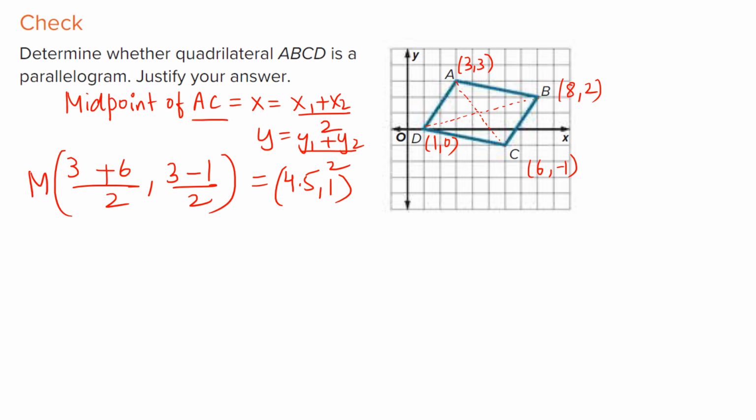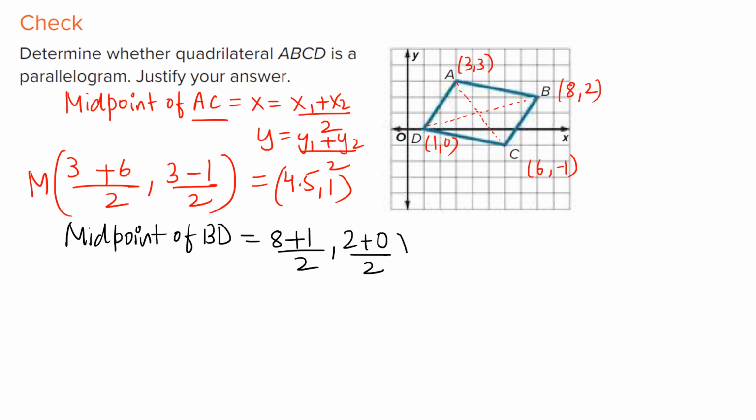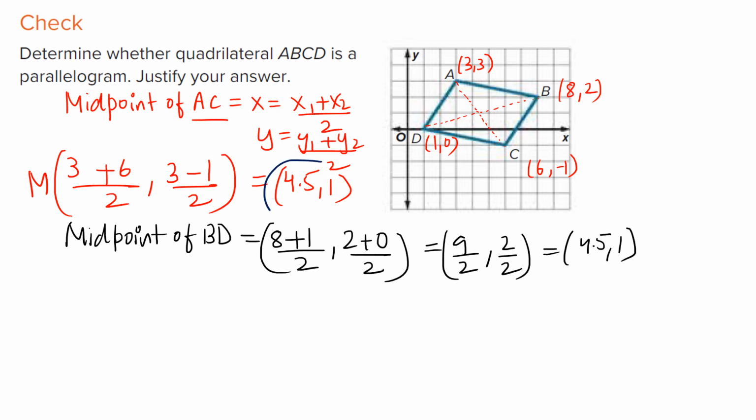Now we'll calculate the midpoint of BD, which is equal to 8 plus 1 by 2 and 2 plus 0 by 2. So this is coming out to be 9 by 2 comma 2 by 2, which is 4.5 comma 1. Now look at the midpoint. The midpoint here is this, the midpoint here is this.